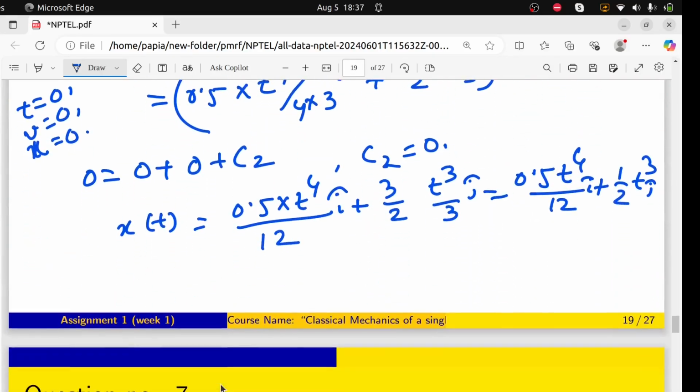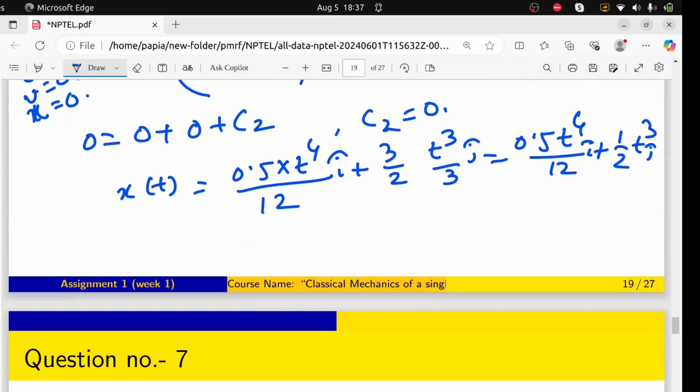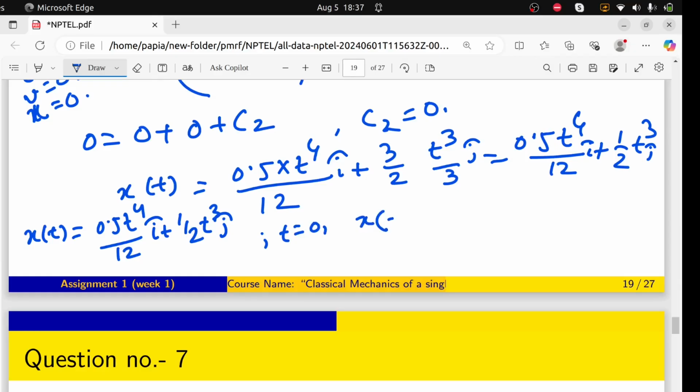So for the position vector at t, x of t we are getting as 0.5 t to the power 4 by 12 i cap plus half t cube j cap. Now at t equals 2, x of 2 I am getting 0.5 divided by 12 into 2 to the power 4. 2 to the power 4 is 16 i cap plus 1 by 2 into 2 to the power 3 is 8.